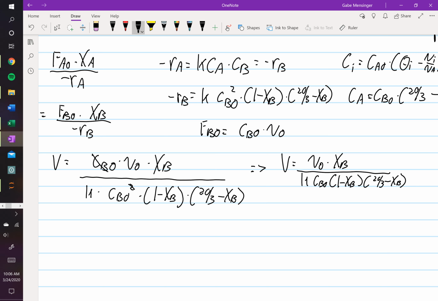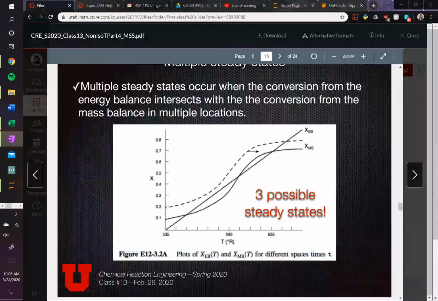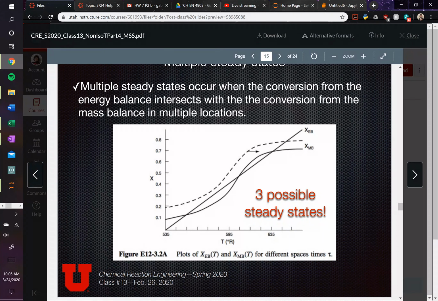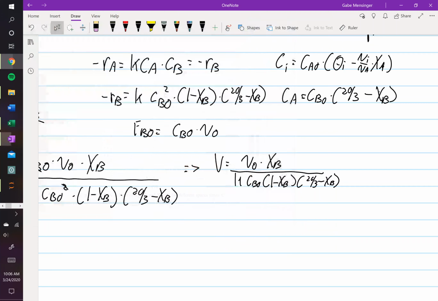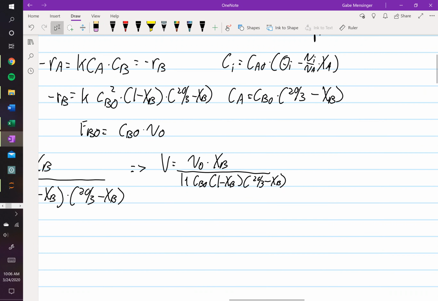And if you recall, on that graph we are trying to plot the conversion as a function of temperature, the reactor temperature. We need to find what in this equation has a dependence on temperature. And the answer to that is the reaction constant k. It's related to temperature through the Arrhenius equation.